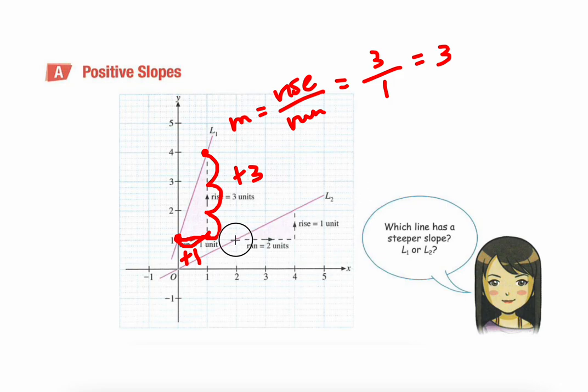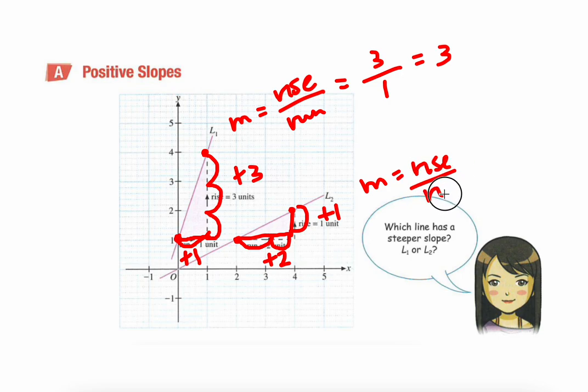For line two, again, finding two points and connecting them with a triangle, my run is going from two to four, so it's going plus two to get to four. And then my rise is plus one to get from one to two. So this rise over run is, let's see, our rise was plus one and our run was plus two. This slope is one half.